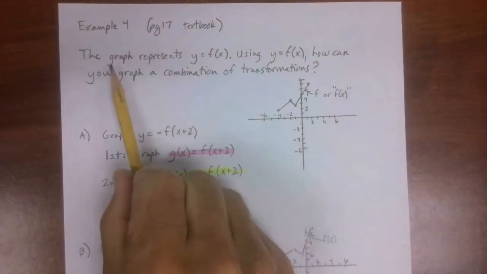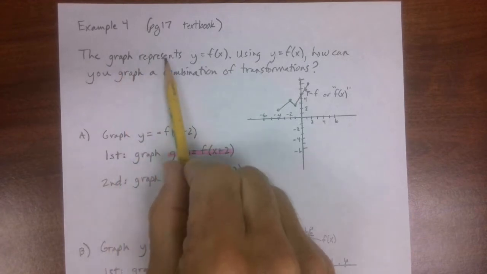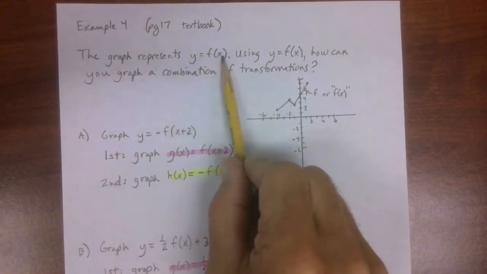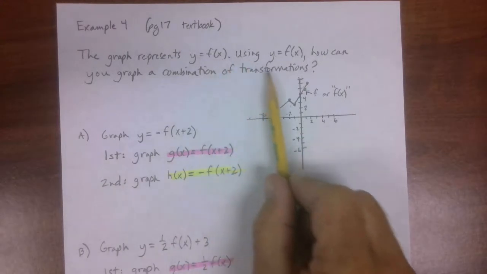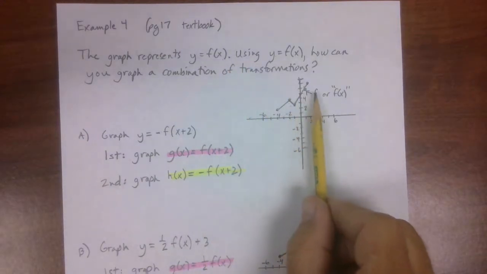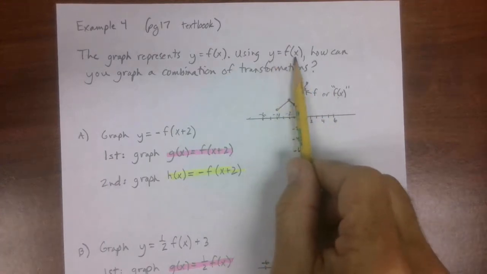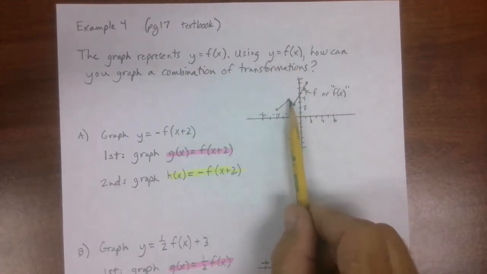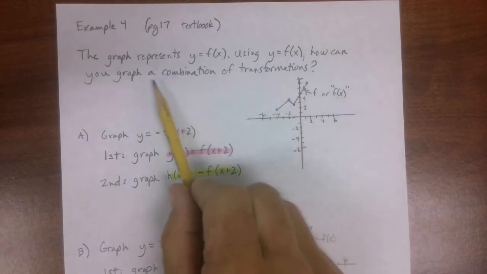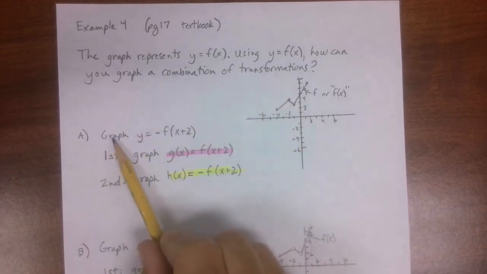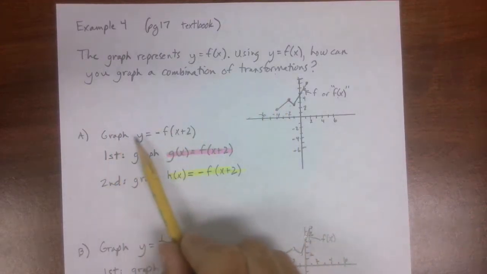So, this says the graph represents what graph? That graph. Y equals f of x. Don't be confused by the language. This is just saying this is f, or f of x. Using y equals f of x, that means using this graph, how can you graph a combination of transformations? Guess what that means? It just says use the rules you've been learning.